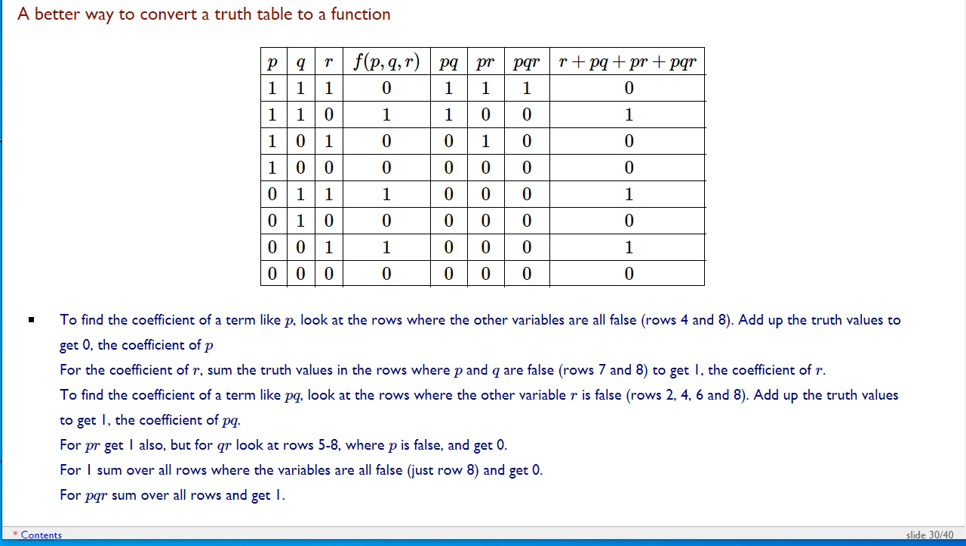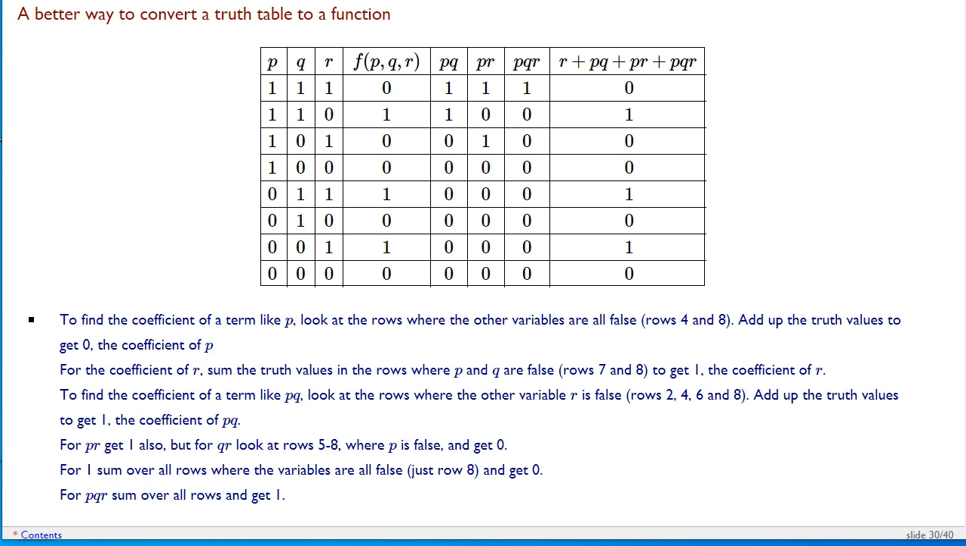You add them up. If their sum is 0, the coefficient is 0. If their sum is 1, the coefficient is 1. If we do the same thing with r, we look at the 2 rows where p and q are both false. In those 2 rows we have a 1 and a 0, and therefore the coefficient of r is going to be 1.